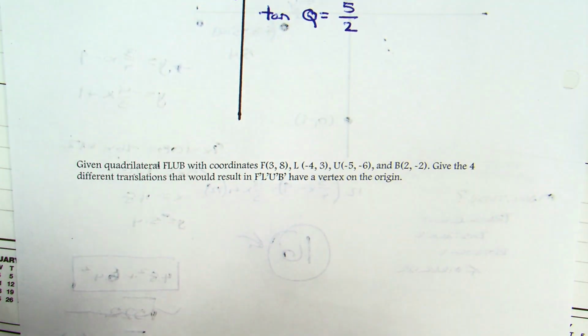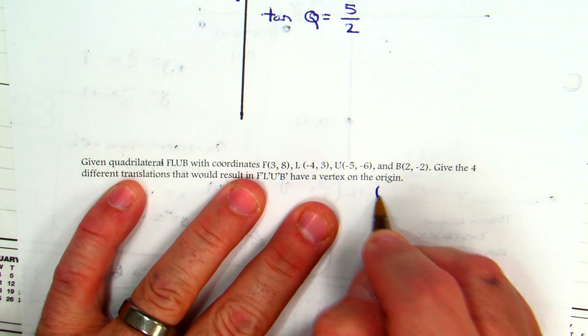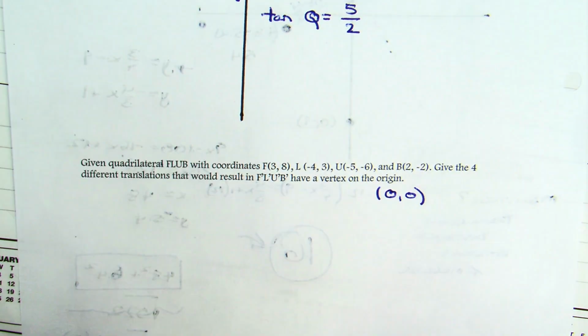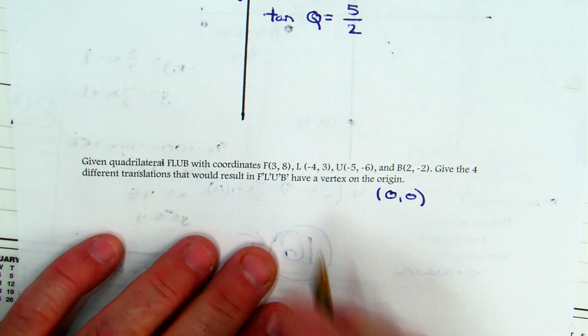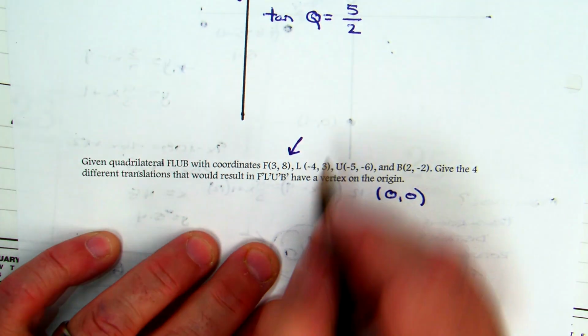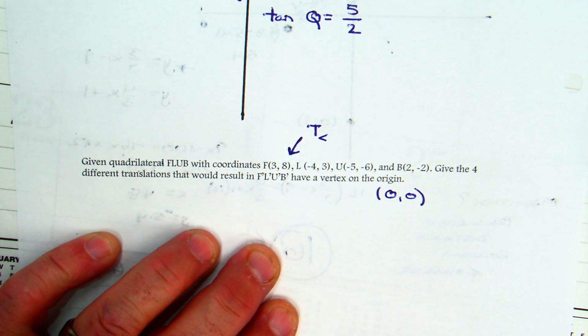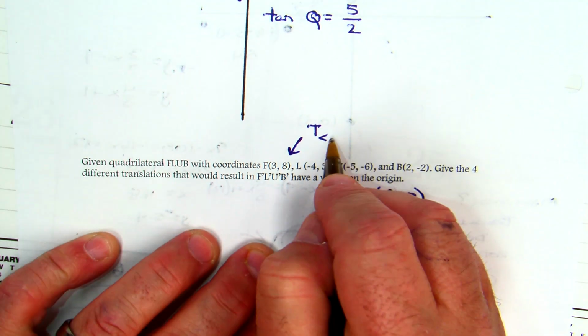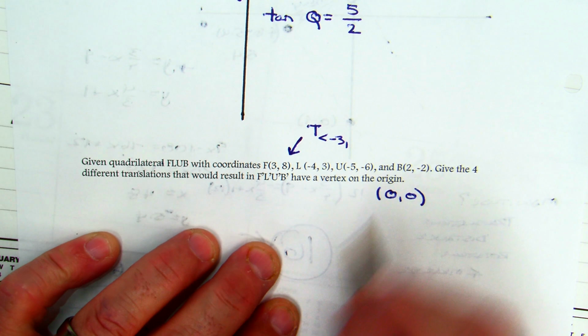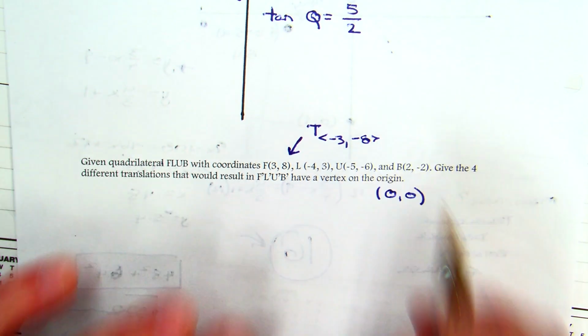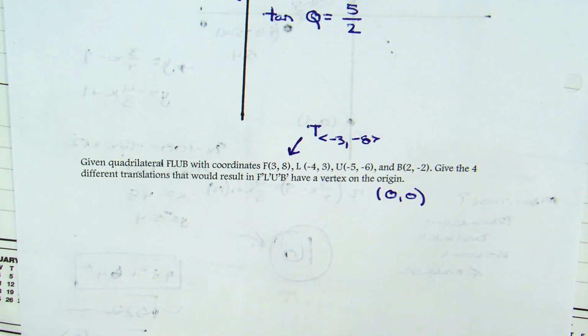Given quadrilateral FLUB with coordinates F, L, U, and B. Give the 4 different translations that will result in F prime, L prime, U prime, B prime having a vertex on the origin. The origin, remember, is what? 0, 0. So that means I got to do the opposite of the coordinates. So if I'm looking at F, 3, 8 and I want that to be on the origin, what's the opposite of positive 3? Negative 3. What's the opposite of positive 8? Negative 8. So that'd be T, negative 3, negative 8.